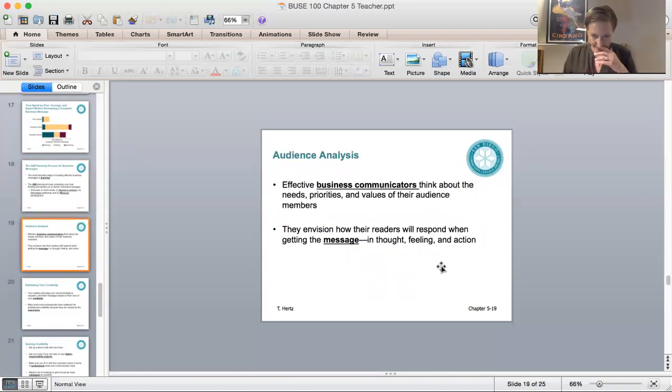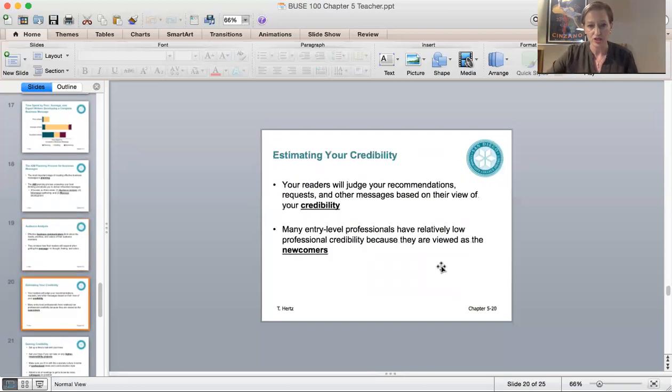And really effective business communicators possess an uncanny ability to step into the shoes of their audience members. They think about their audience's needs, their priorities, their values. They envision how their readers are going to respond when getting the message in thought, feeling, and action. And they also consider how the message will affect their working relationship. Now, your readers inevitably will judge your recommendations, your requests, your other messages based on how they view your credibility.